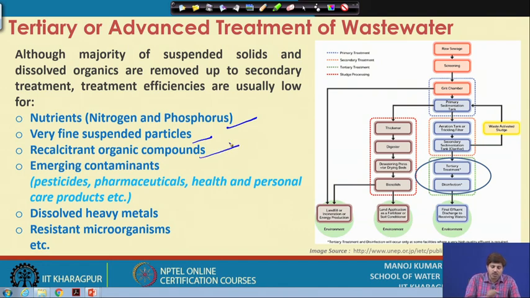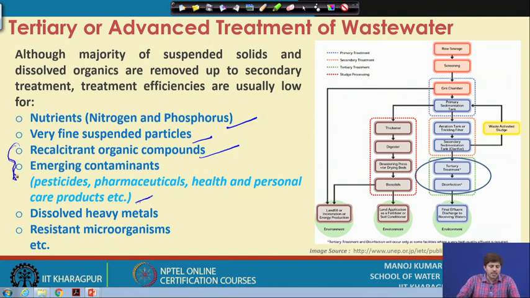Various recalcitrant organic compounds, so the compounds which are very difficult to degrade, which are recalcitrant, or the persistent compounds, are also not removed in the secondary treatment systems, with very low removal efficiency. Various emerging contaminants, again many of these emerging contaminants also fall under this category. So, you can club these maybe.